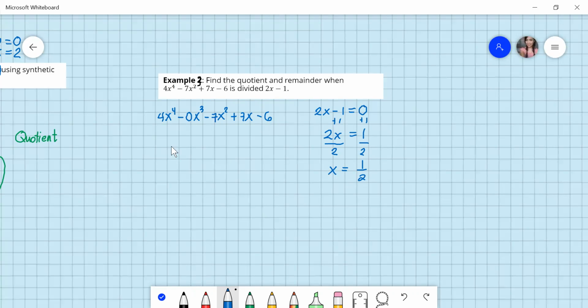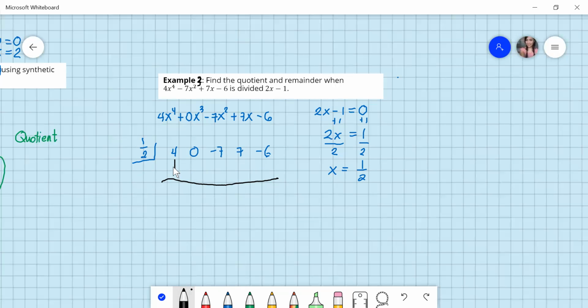Now let's get into synthetic division. Let's get the coefficients: 4, that would be 0, -7, 1, and then the constant, which is -6. And our c here is 1/2. Let's draw a line here. Make sure that you have space for your second row.